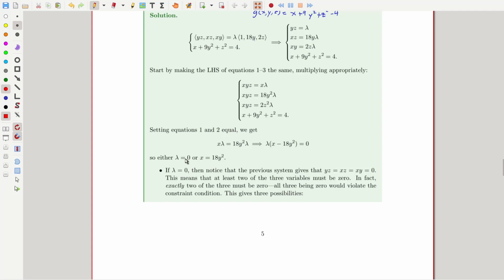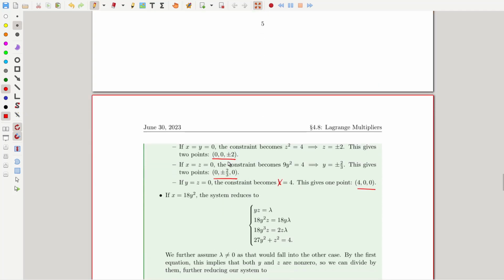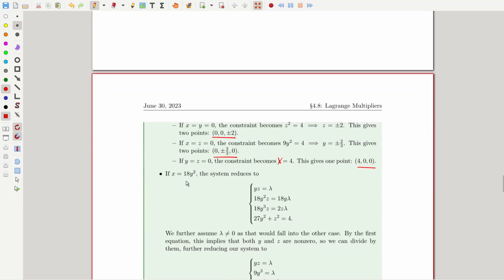Okay. And so that closes up this case, but we had another case. We split off from this originally. So now we consider the other possibility, that x is equal to 18y squared, bringing us here.